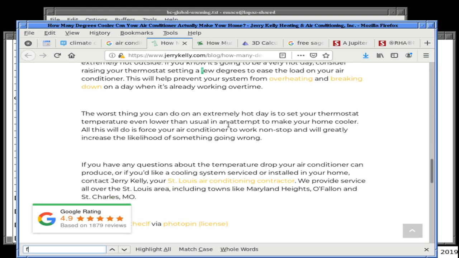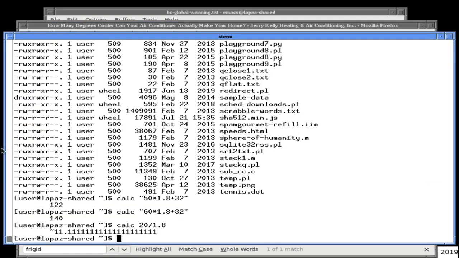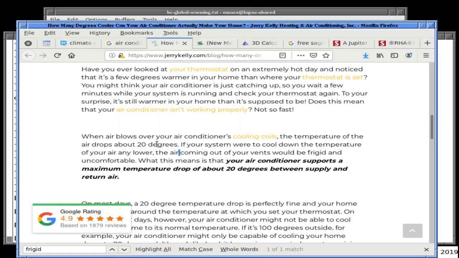So I'm trying to find the place where they say you can actually go cooler. And here it is. When air flows, the temperature drops. If your system were to cool down, the air coming out of your vents would be frigid and uncomfortable, which suggests it can do it.